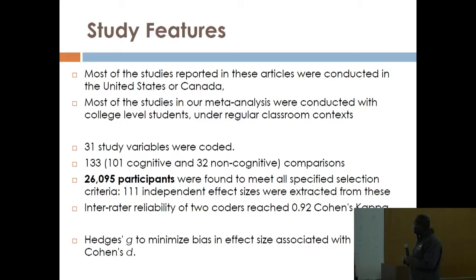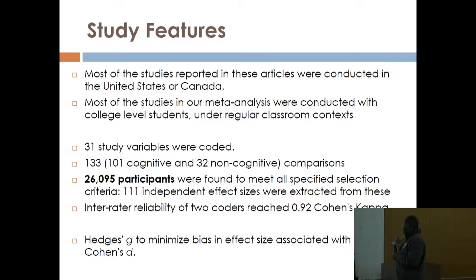We coded 31 variables from each study. So when we read each study, we had a coding form that we developed, and we extracted 31 variables from each study. There are cases where some variables were not reported, and we did code those as not reported. 133 comparisons were extracted, 101 for cognitive and 32 for non-cognitive. This was across over 26,000 participants, so really huge, robust findings here.